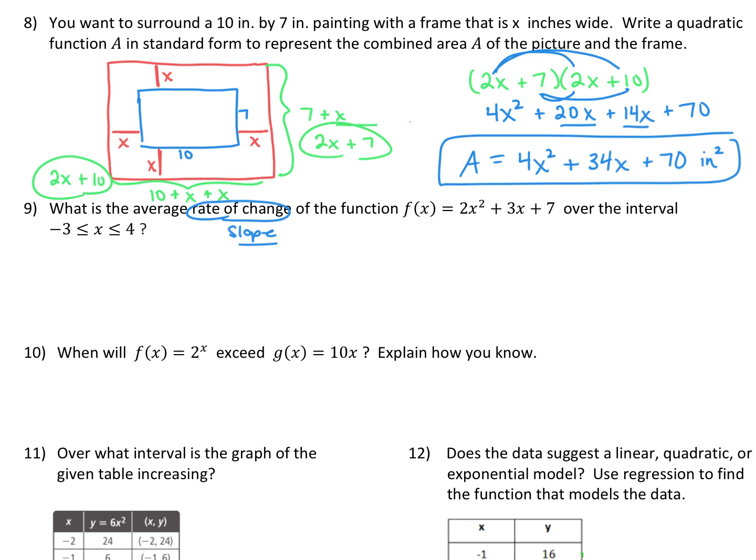The x values of the ordered pairs come from this interval right here that they give you. There's your x1, there's your x2, because we want to know the average rate of change when the x's are from -3 to +4. What we have to do is figure out the y values. What you can do is on your graphing calculator, go to the y equals, type in your function, and then look at the table of values.